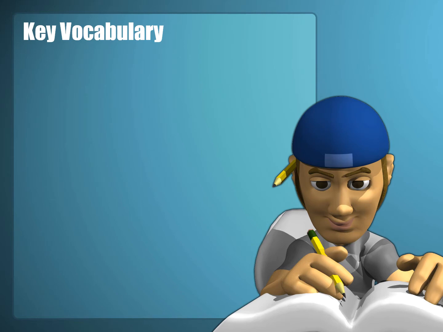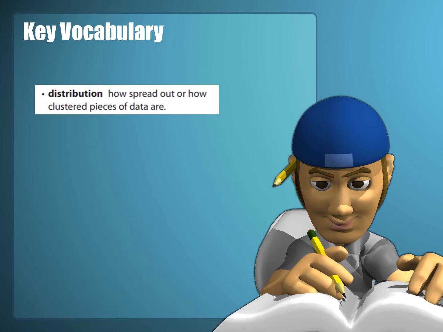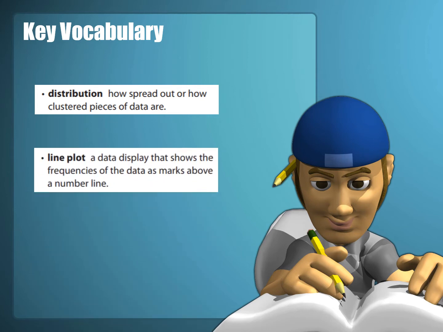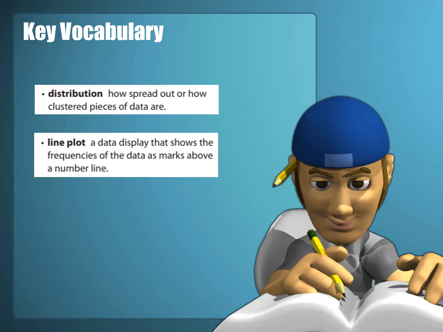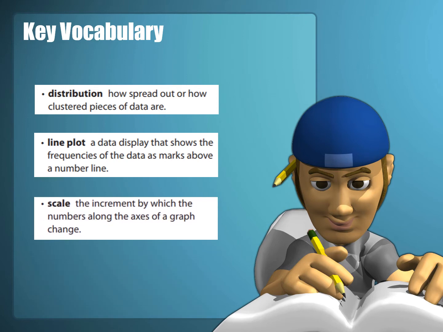Some of our key vocabulary for this unit: distribution. That means how we are spreading out, or how pieces of data are clustered within that information. Line plot, a data display that shows the frequencies of the data as marks above a number line. So when we look at our line plot, those are the little X's that we put on top of that number line. And then the scale, the increment by which the numbers along the axis of the graph change.